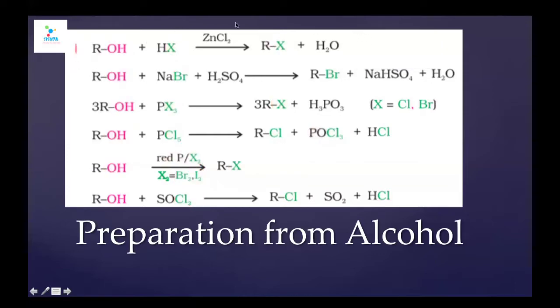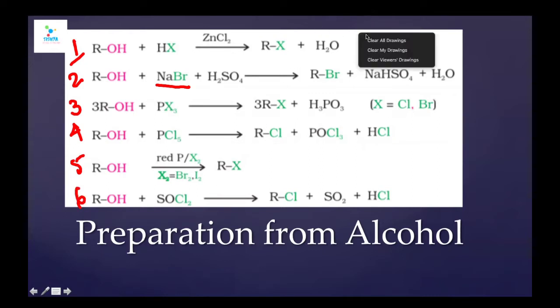Number 1 is with halo acids. Number 2 will be sodium bromide or sodium iodide. Number 3 will be PX3 or PCl3, like that. Number 4 will be with PCl5. Number 5 will be red phosphorus with halide, and number 6 will be SOCl2, which is commonly called thionyl chloride.